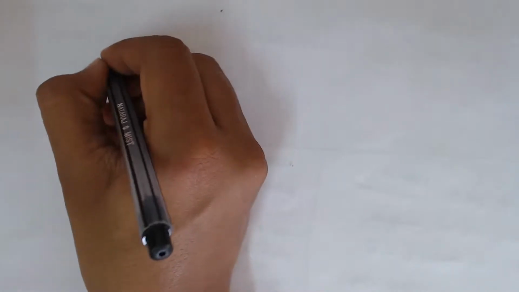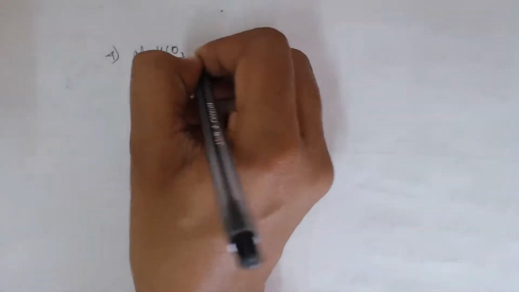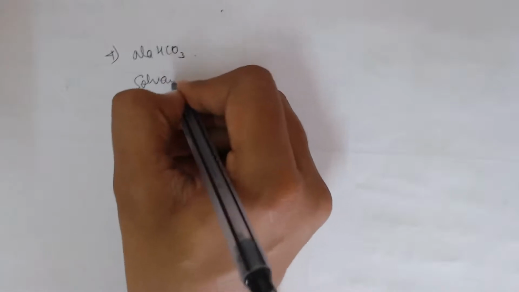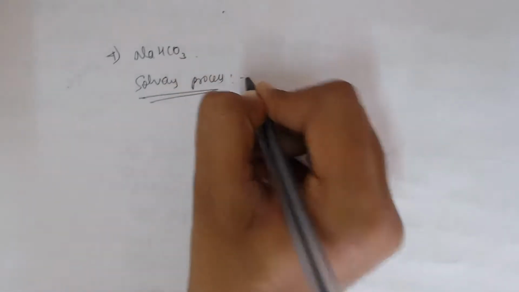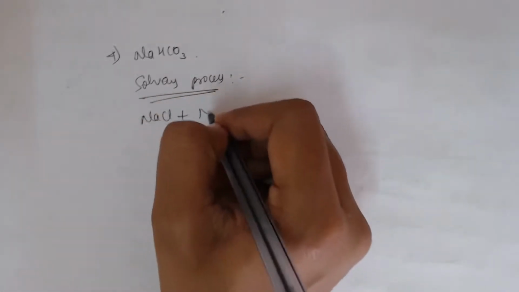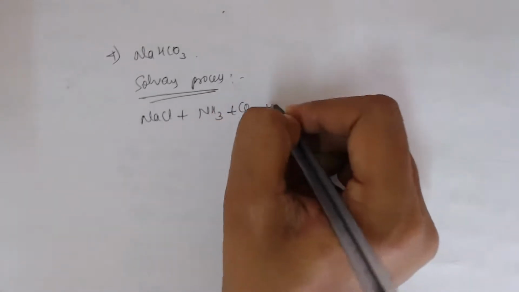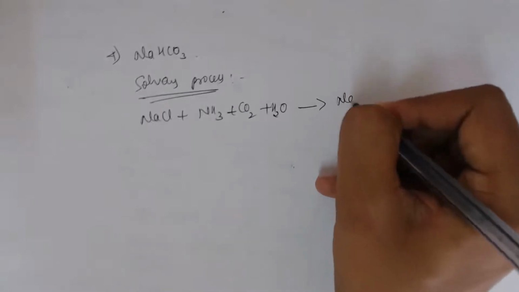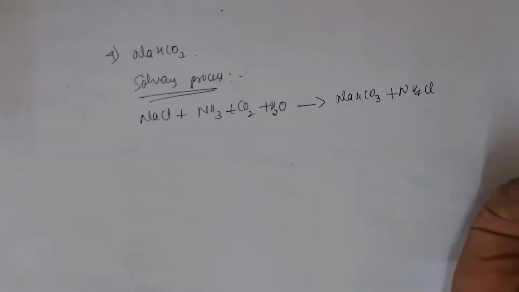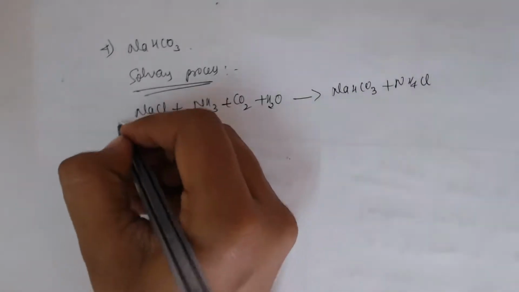So the next one is sodium hydrogen carbonate. Students, here the sodium hydrogen carbonate is the fourth compound, NaHCO3. How is it prepared? The simple process is also called the Solvay process. The second step of the Solvay process itself gives sodium bicarbonate: NaCl is treated with NH3, CO2 as well as H2O, giving NaHCO3 plus NH4Cl. Okay, so this is the first method.